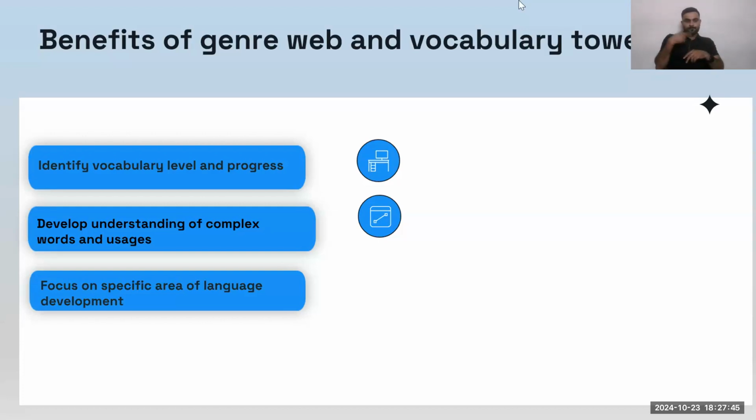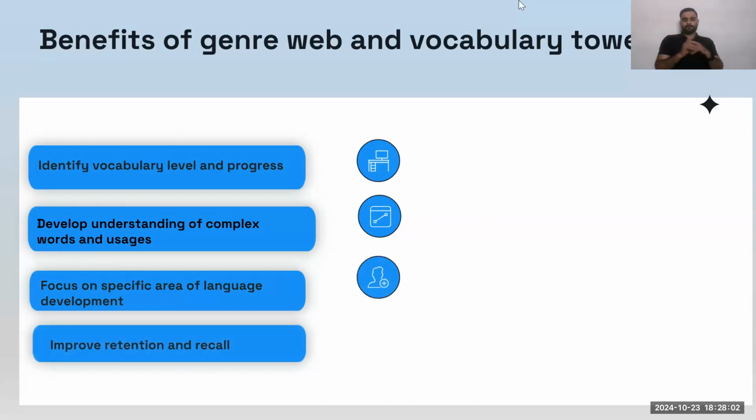Next, focus on specific area of language development. So different areas of language development, like we have reading, speaking, listening, writing, also morphology of the word, syntax, structure. So through these 2 tools, we can help the students to identify specific language area, and they can focus on that area as well. Next, improve retention and recall.